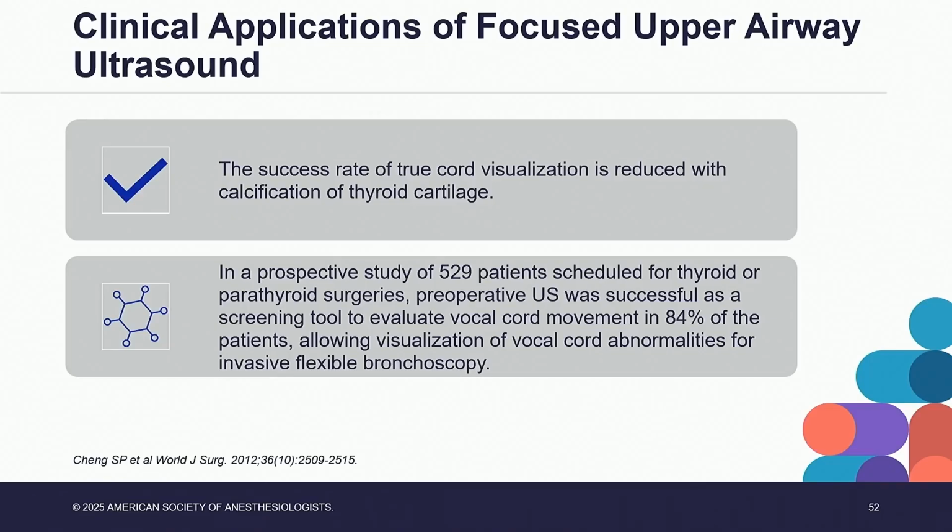A prospective study of 529 patients scheduled for thyroid and parathyroid surgery found that preoperative ultrasound was successful as a screening tool to evaluate vocal cord movement in 84% of the patients, allowing visualization of vocal cord abnormalities before invasive flexible bronchoscopy. You can use that preoperatively and after surgery to assess the vocal cords after thyroid and parathyroid surgeries.